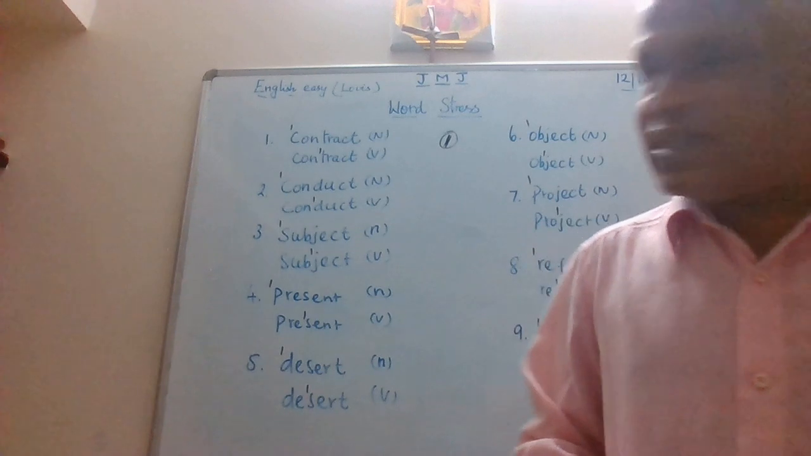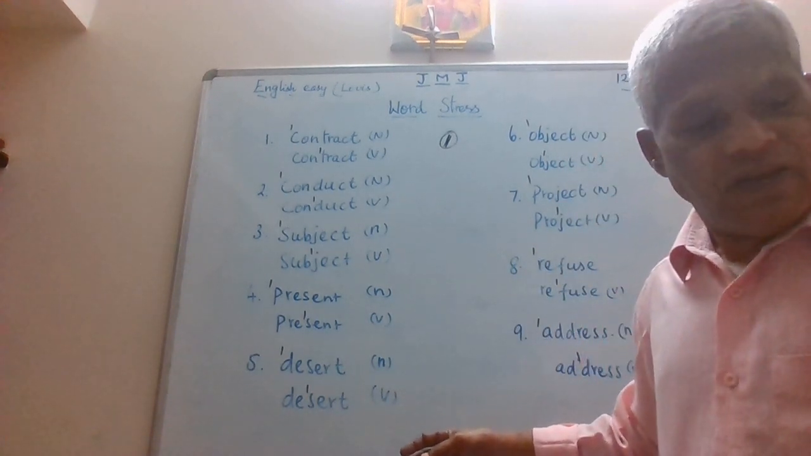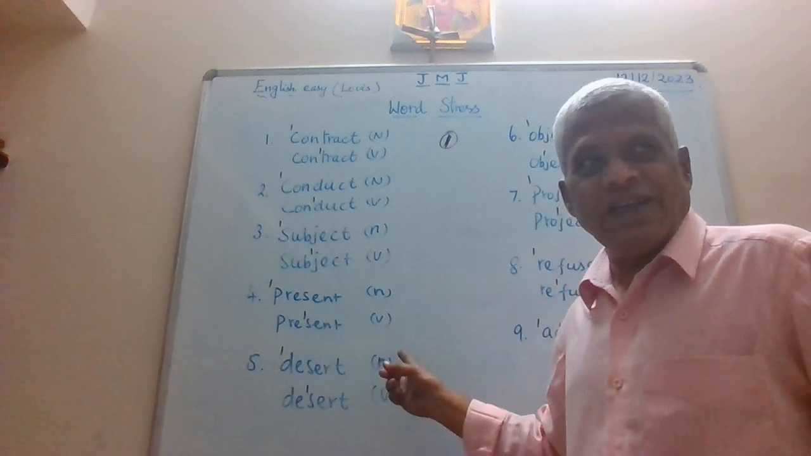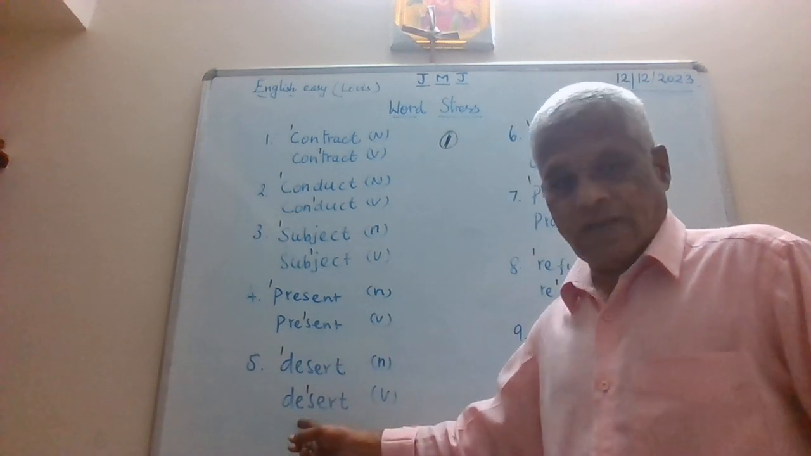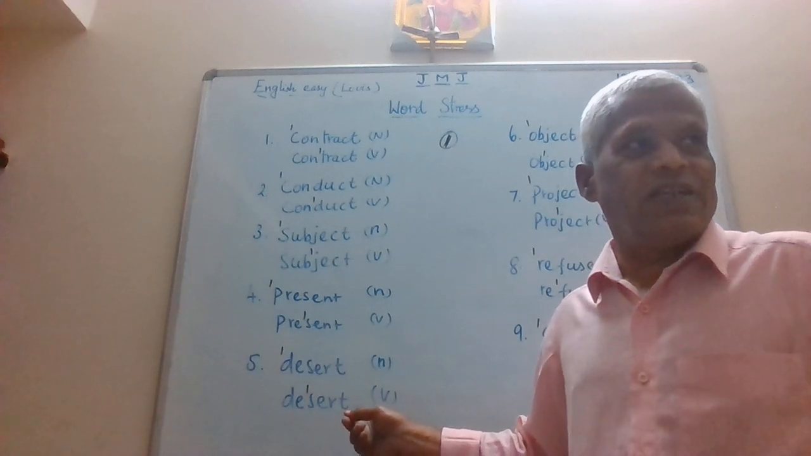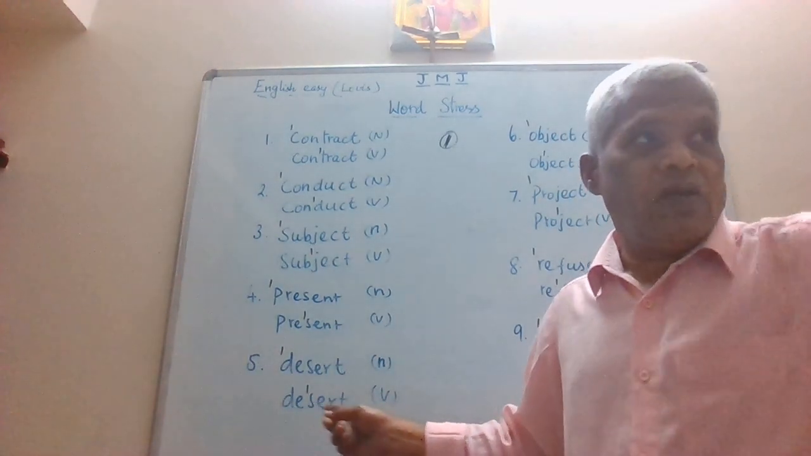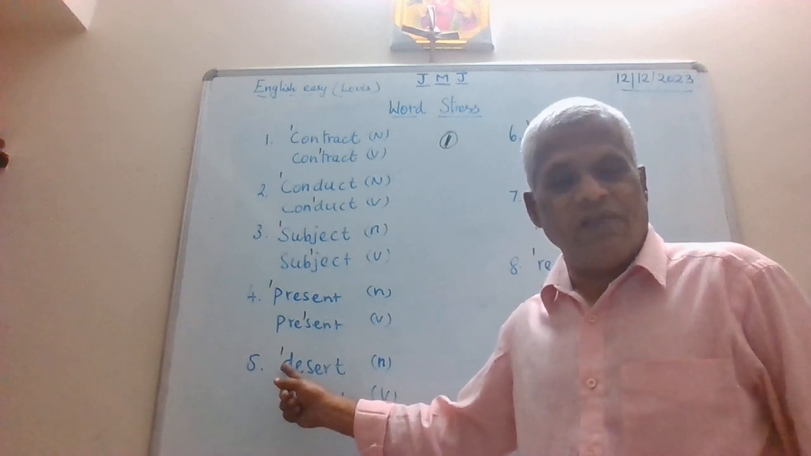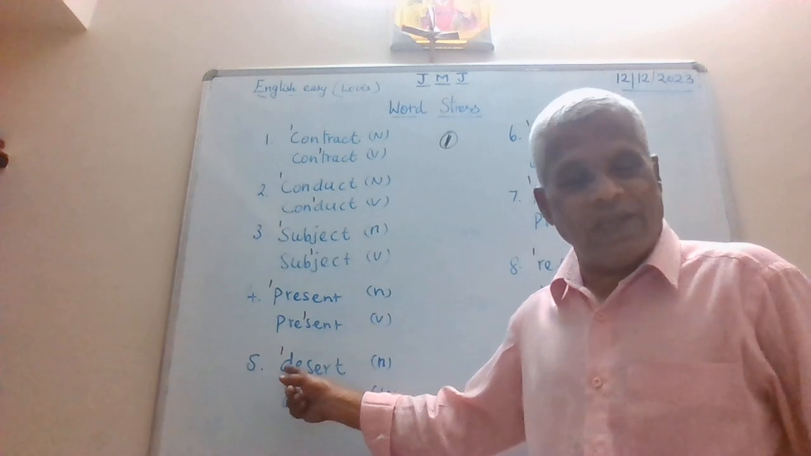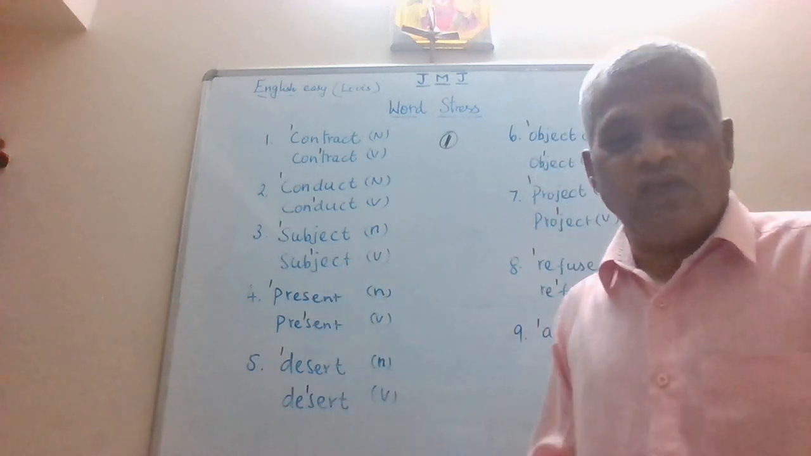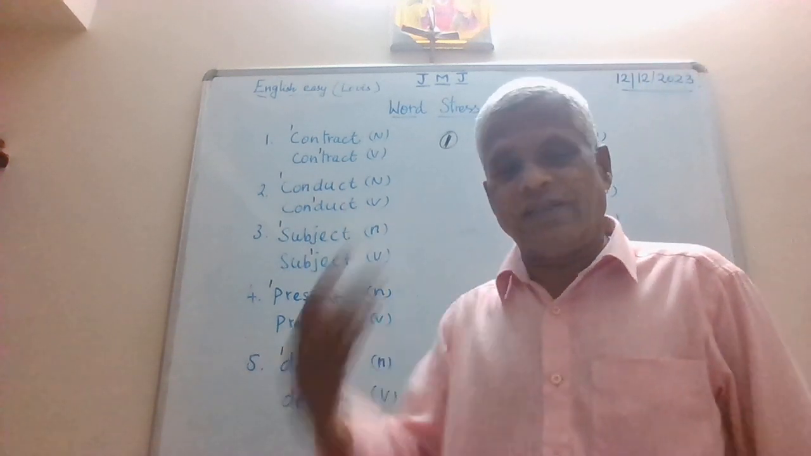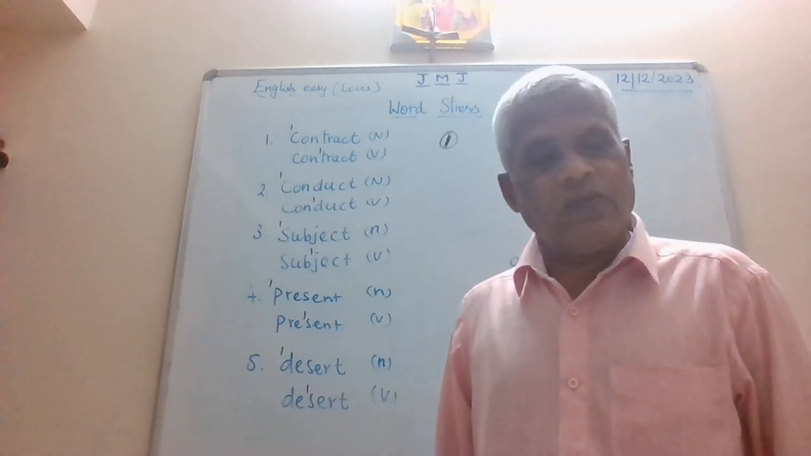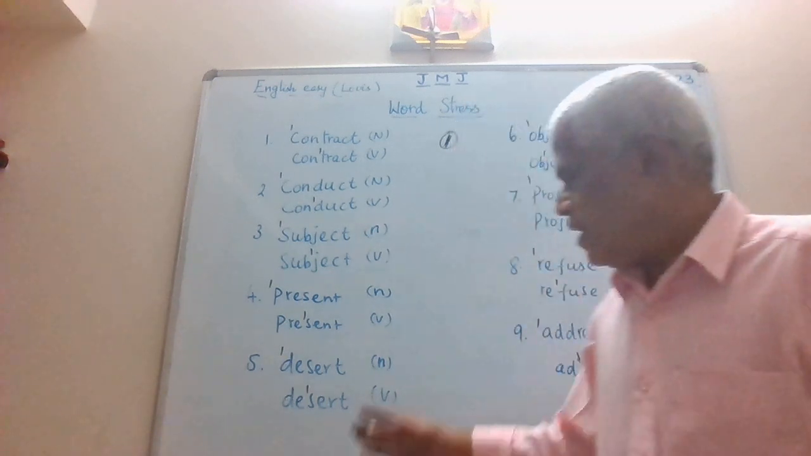Now what is the next pair I have written here? Desert, it's a noun. When you have the stress on the first syllable, desert means the place where you have only sand. Nothing grows except a few fruits like dates and so on. That is desert.